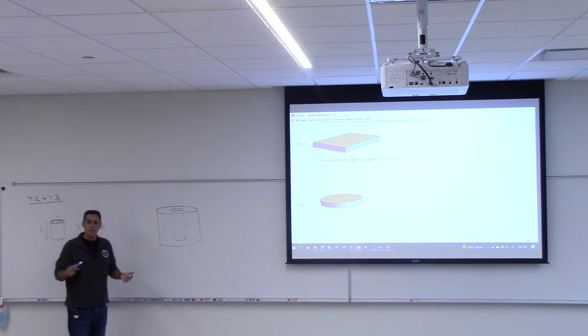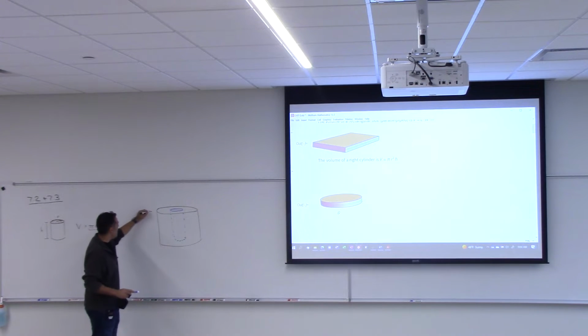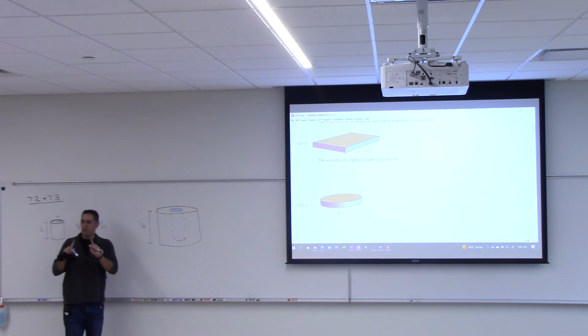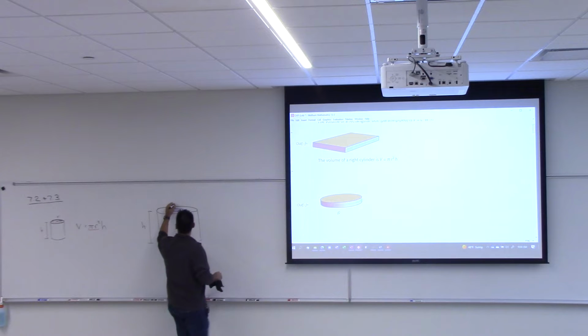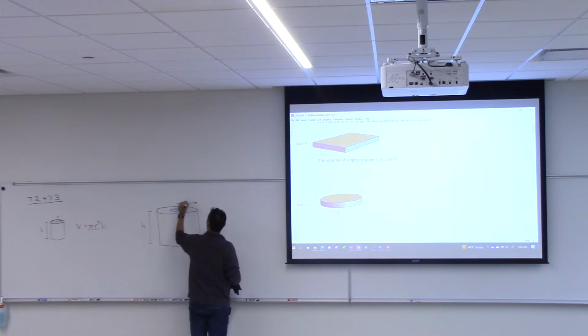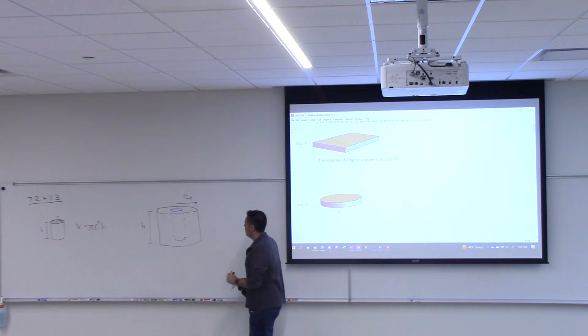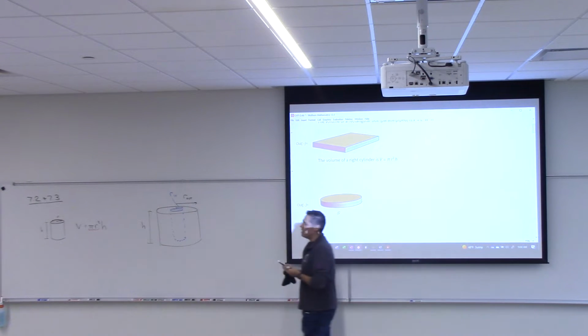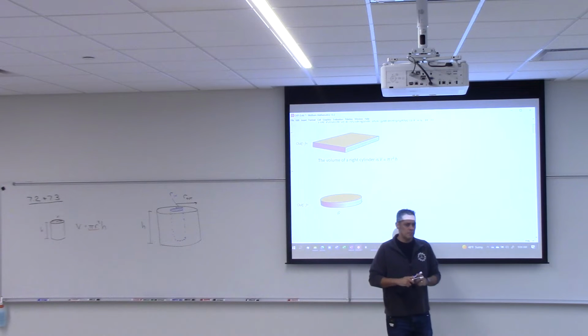Now, to do this, we need a couple of things. We need to know the height of this. And then there are two radii: the smaller radius and the larger radius. I'm going to call the radius that goes from the center out here R out, the outer radius. And the radius of the smaller one, from here to here, I'm going to call R in. So that's the inner radius and the outer radius.